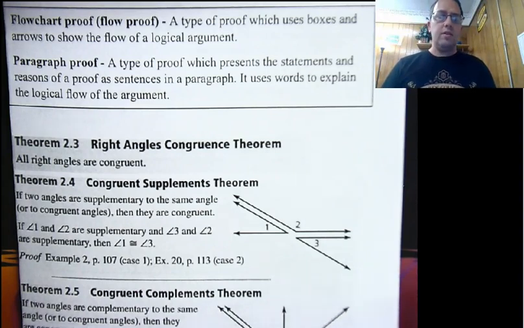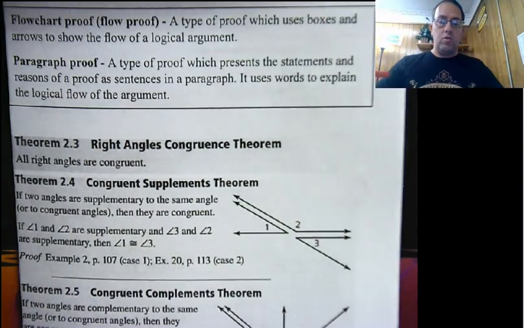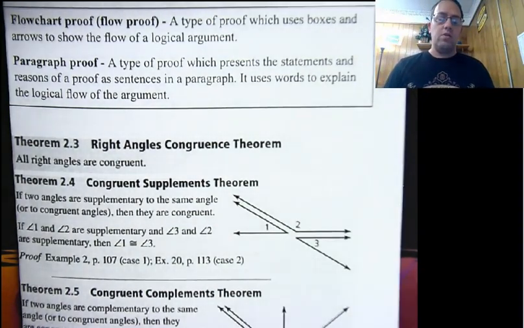In this video, we're going to talk about two other kinds of proofs briefly. One of those is the flowchart proof, also called a flow proof. This uses boxes and arrows and a nice flowchart to show your logical argument. It's very visual. It's very good at showing how you came to your conclusion, how the flow of the thought process goes. The other one we have is the paragraph proof, and there are no columns, no boxes, no arrows. You just write down your thought process. Just write down what you're thinking.